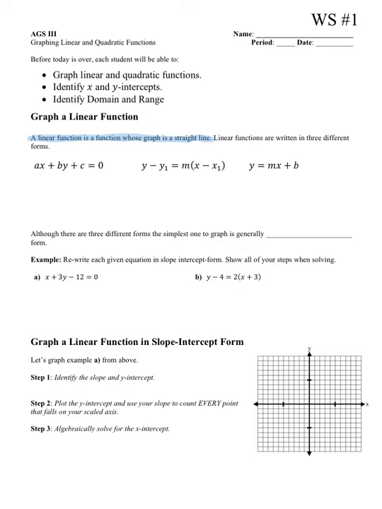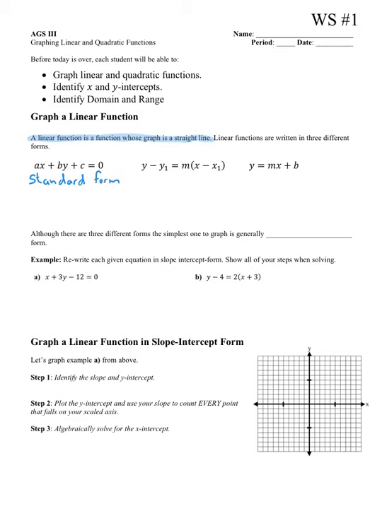There are three forms in which we'll see a linear function. The first one is ax plus by plus c equals 0, so everything's on one side of the equation. Sometimes you might also see ax plus by equals c. That's okay as well. Either one of those forms is called standard form. That's the first form that we see.